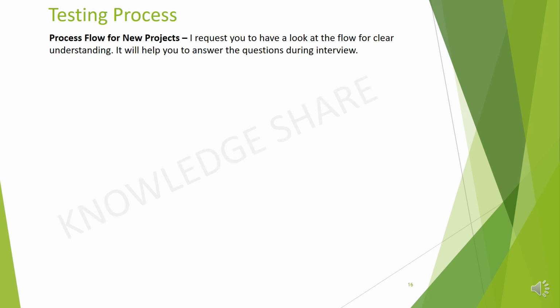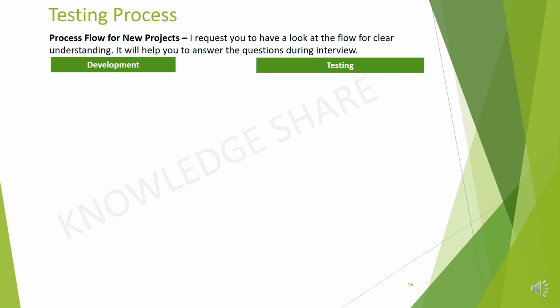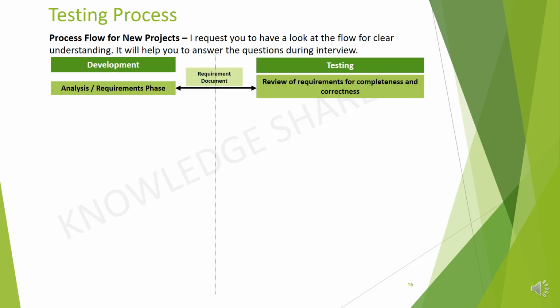The last and final question, process flow for new project. I request you to have a look at the flow for clear understanding. It will help you to answer the questions during interview. Segregation of development and testing. And first phase is requirement phase. During requirement phase of development, testing team will perform review of requirements for completeness and correctness, and also they will plan for test strategy analysis.